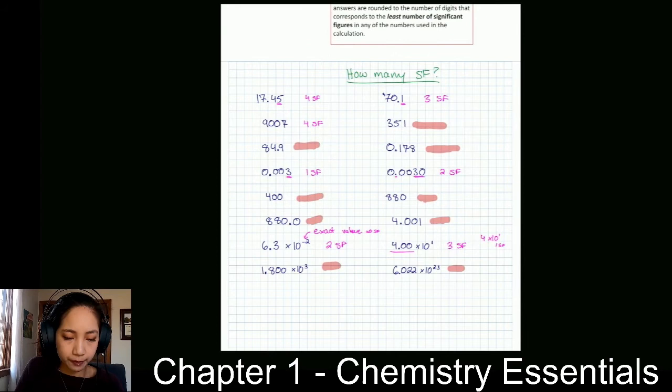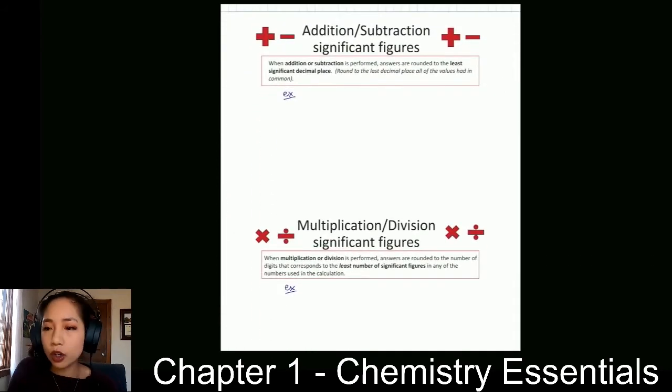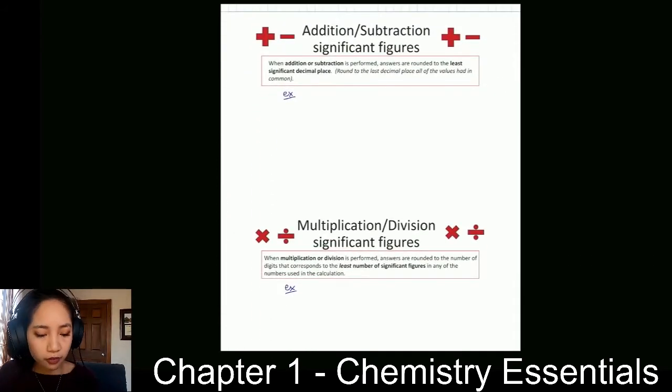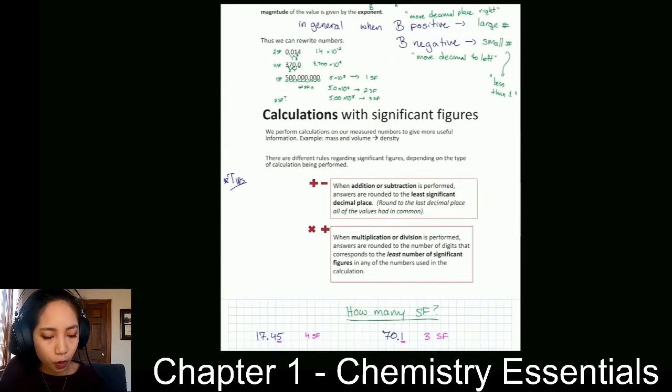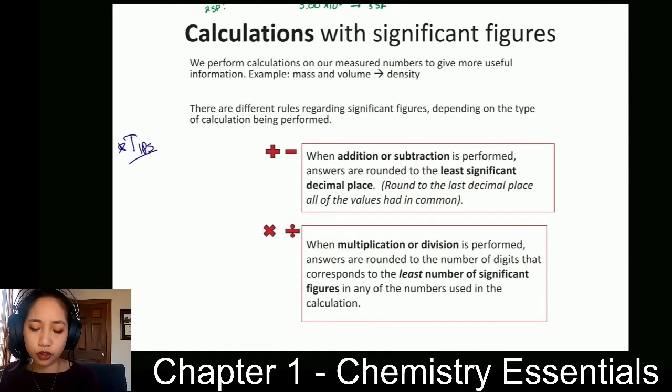Okay, so let's keep going. Now we're going to look at using significant figures. Oops, no, I have to go back here. Using significant figures within calculations. All right, so we did the first step, how to identify how many significant figures are within a value. So now we need to think about how those significant figures carry through a calculation.